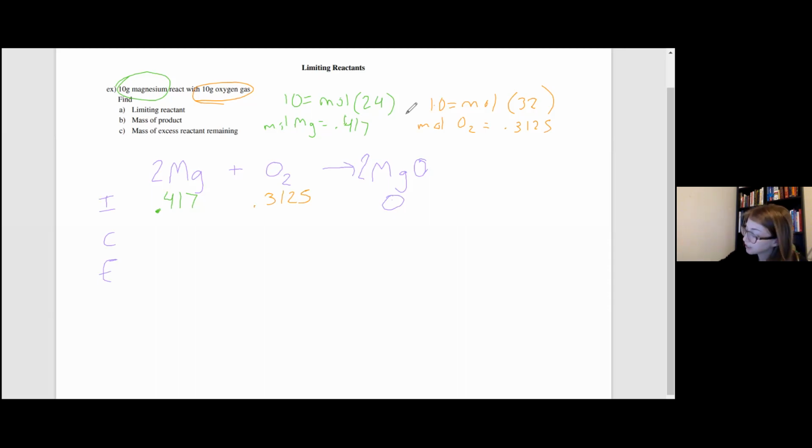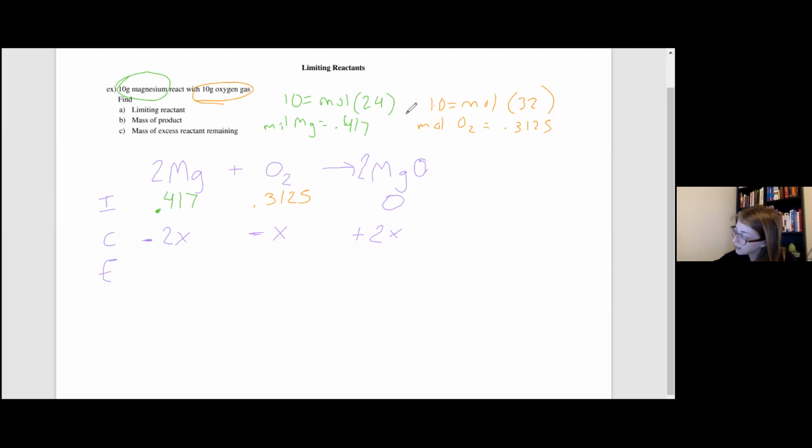My reactants on the left side are always going to decrease. My products are going to increase. I'm making them, so I'll have more of them. This is going to be 2x because of the coefficient of 2 in front of the magnesium. This is just x because there's no coefficient in front of the oxygen. And this will be 2x because there's a coefficient of 2 in front of MgO.